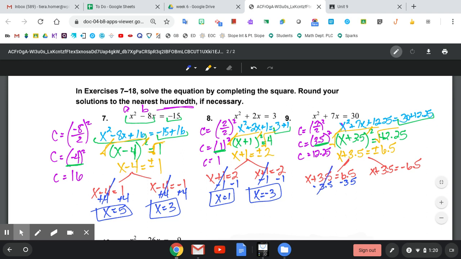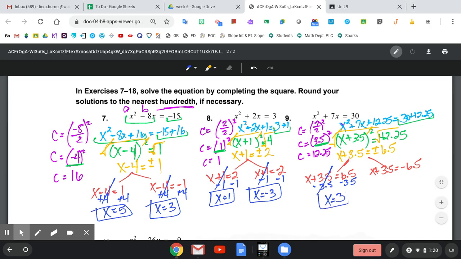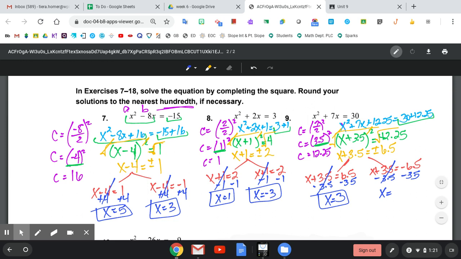Now, these are decimals, so this may be a little confusing to do in your head too. So if you need to, go to your calculator and do 6.5 minus 3.5. It's going to give you a 3. Then over here, same thing. We're going to subtract a 3.5. Then on the second one, not only is it decimals, but it's also negative minus something. So we're going to do negative 6.5 minus 3.5, and we get a negative 10. So those would be our two answers, 3 and negative 10.